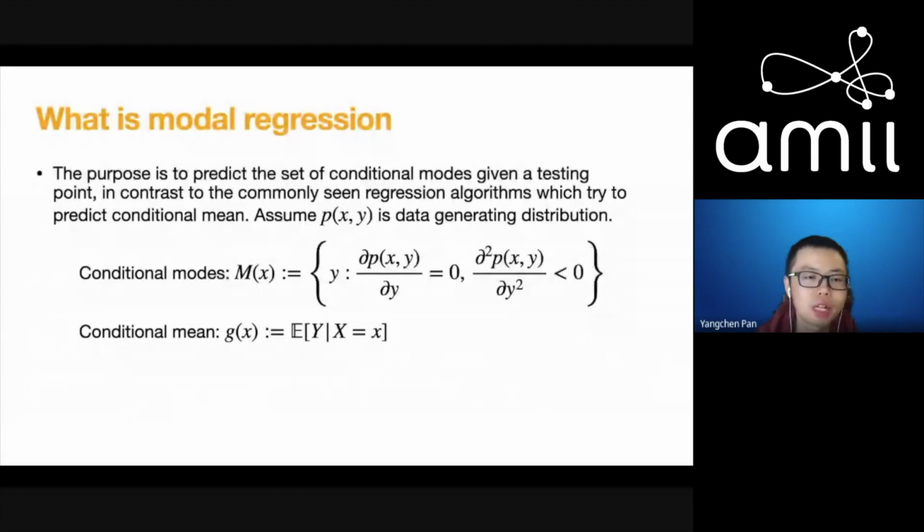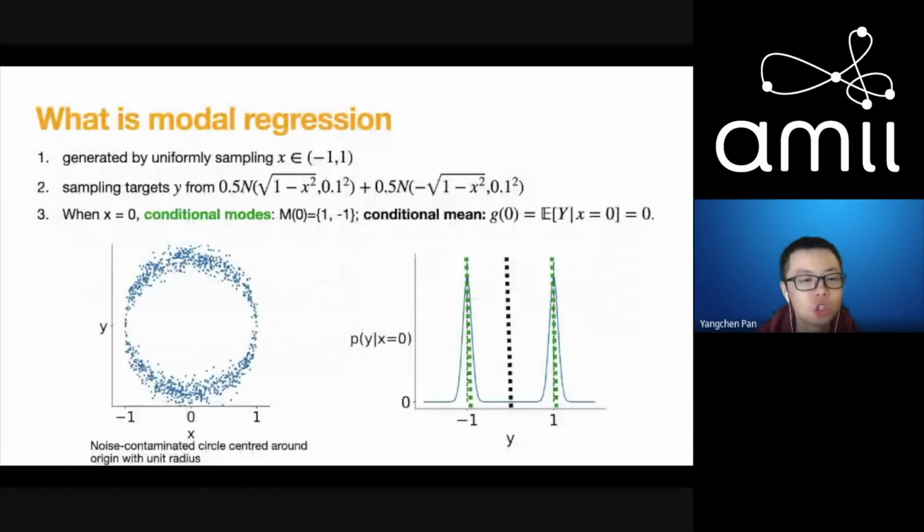Let's see a concrete example. The left-hand side shows a data set, a noise-contaminated circle data set. The circle is centered around the origin with unit radius. The right-hand side shows the conditional probability distribution of y given x equal to 0. So we can see that when x is equal to 0, the set of conditional modes is 1 and -1, and the conditional mean is 0.